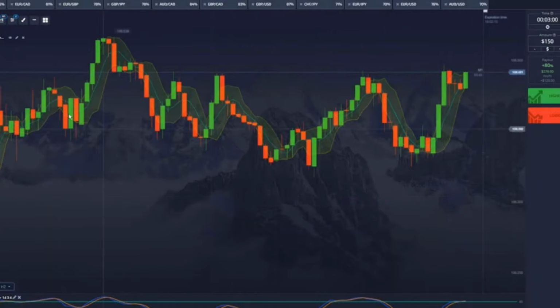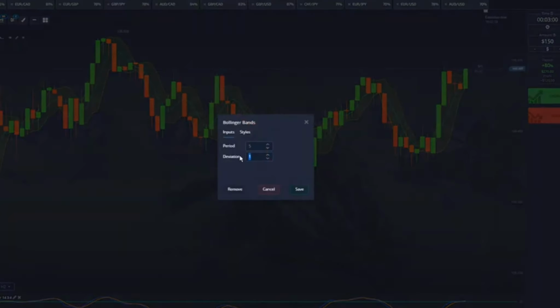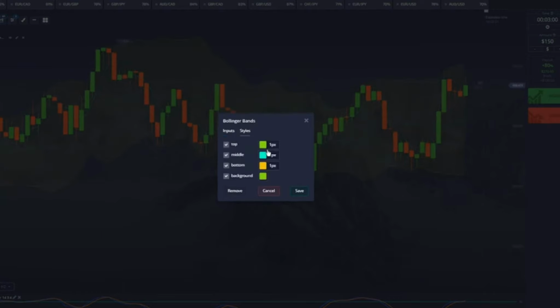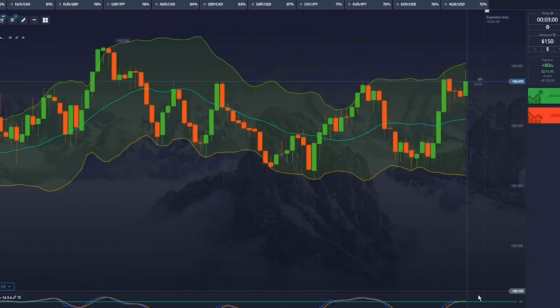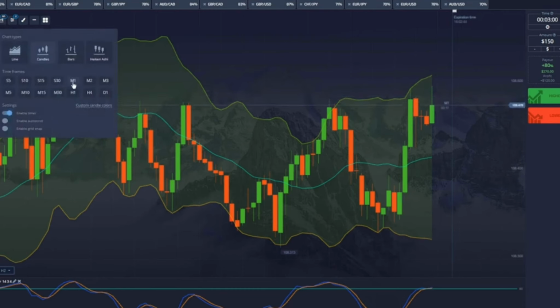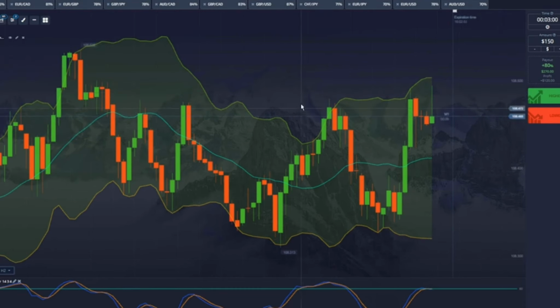For the Bollinger Bands, change the period to 20 and the deviation to 2. Add the line thickness and you are all good to go. Make sure the trade expiry time is set to 3 minutes and the candle time frame set to 1 minute. Follow closely as I take trades at different entry.